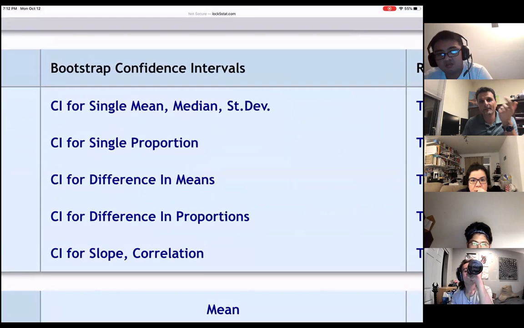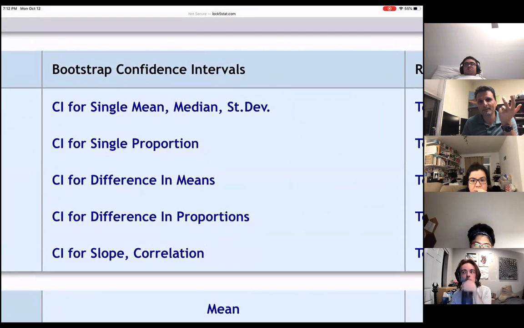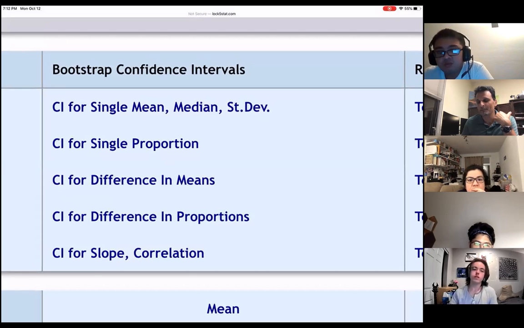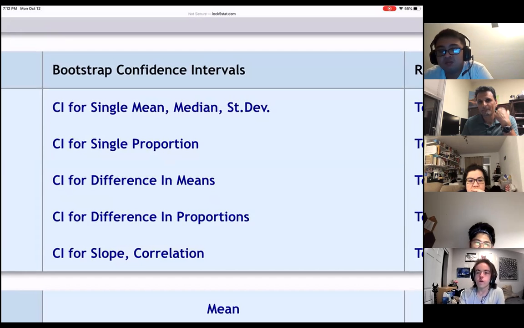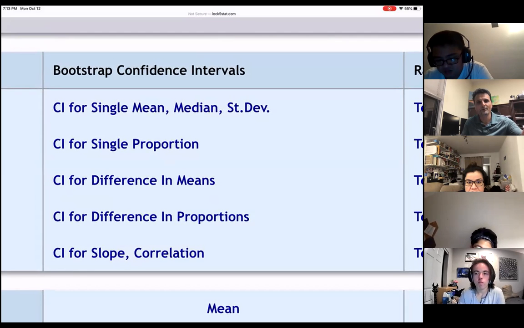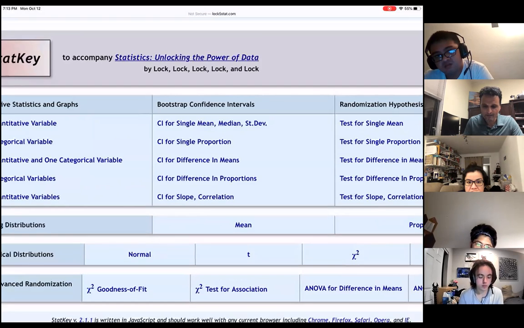The first one is confidence interval for a single mean, median, or standard deviation. The second one is for single proportion, which is what we want, correct? We are looking for single proportion. For the previous question, we did confidence interval for difference in proportion. But now we're going to click on the second one, single proportion.